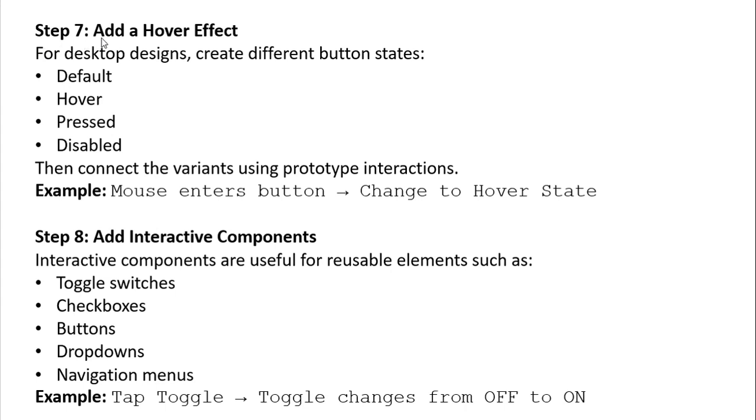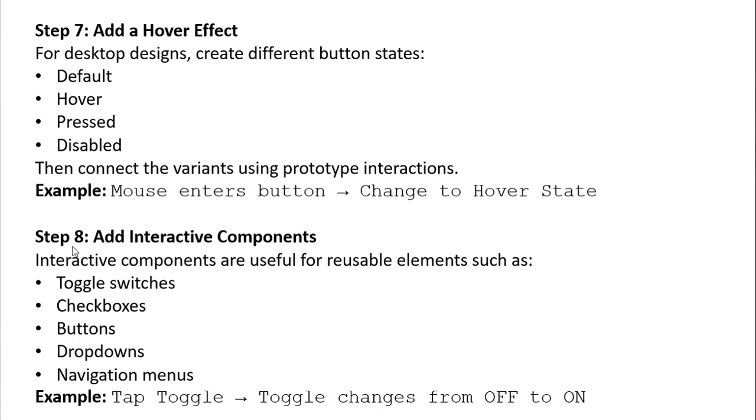Step 7 is to add a hover effect. For desktop designs, create different button states: default, hover, pressed, and disabled. Then connect the variants using the prototype interactions. For example, when the mouse enters the button, it changes to the hover state.